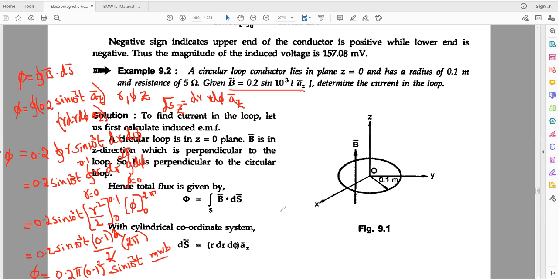Got it, my dear students. But they are asking to determine the current in the loop. Got it, my dear students. The induced EMF, E is equal to d phi by dt. You can apply the derivative with respect to t for this term. The value is here.